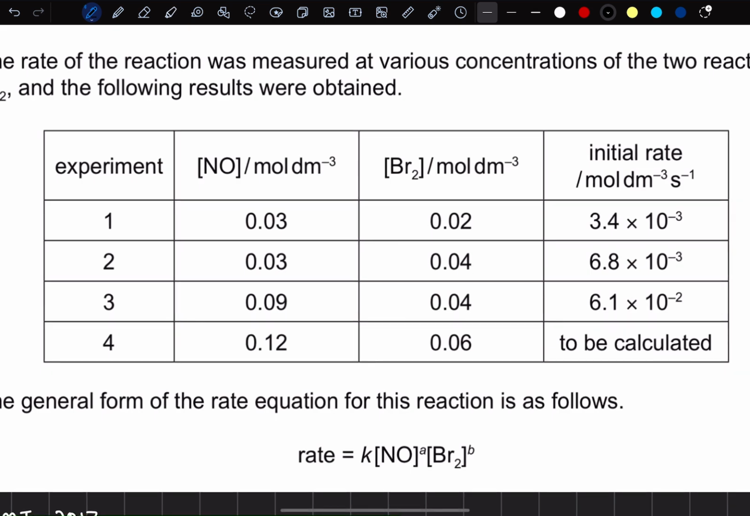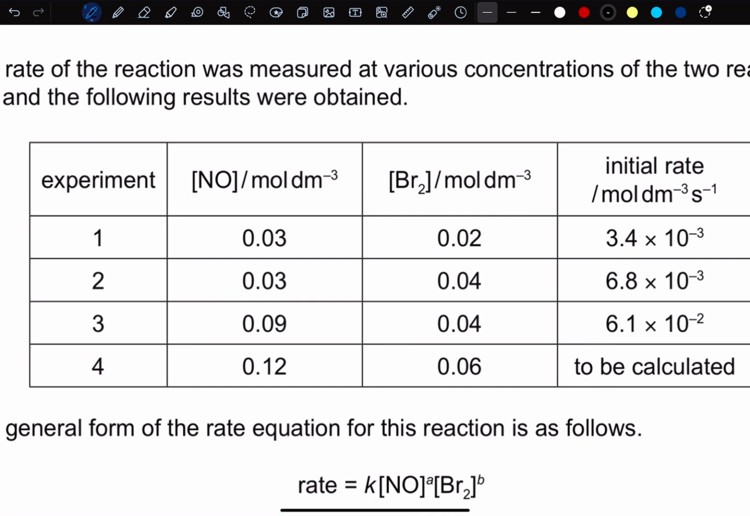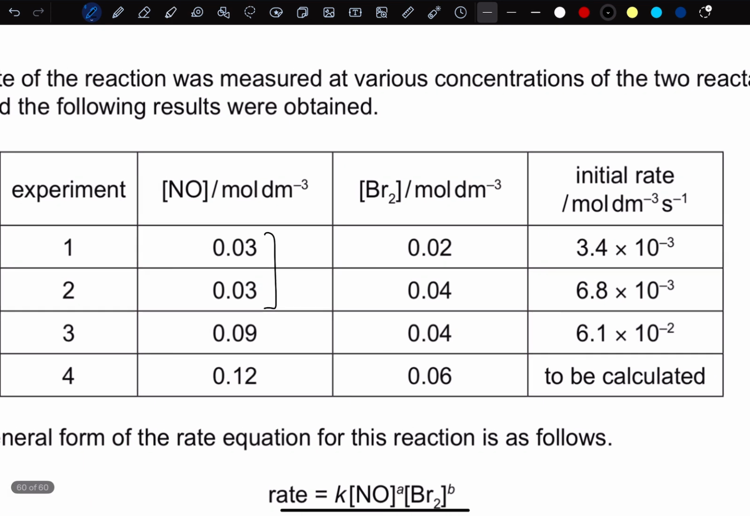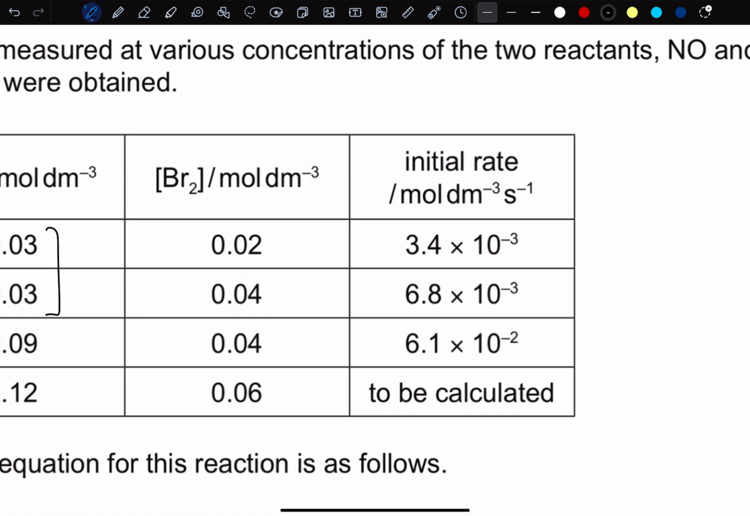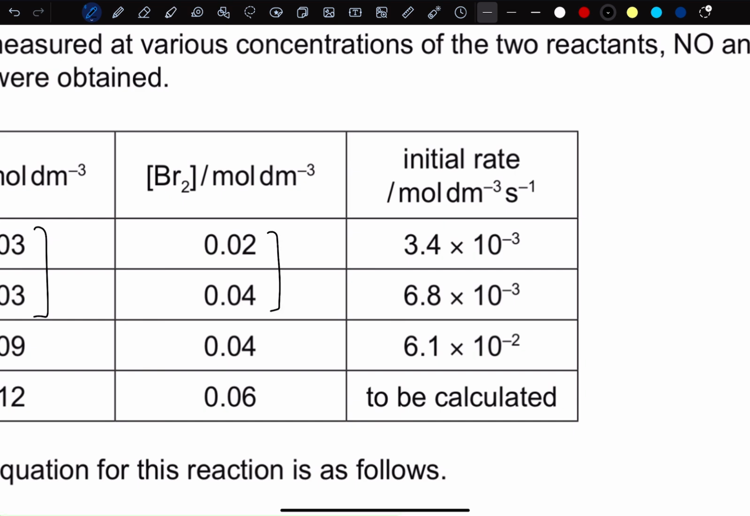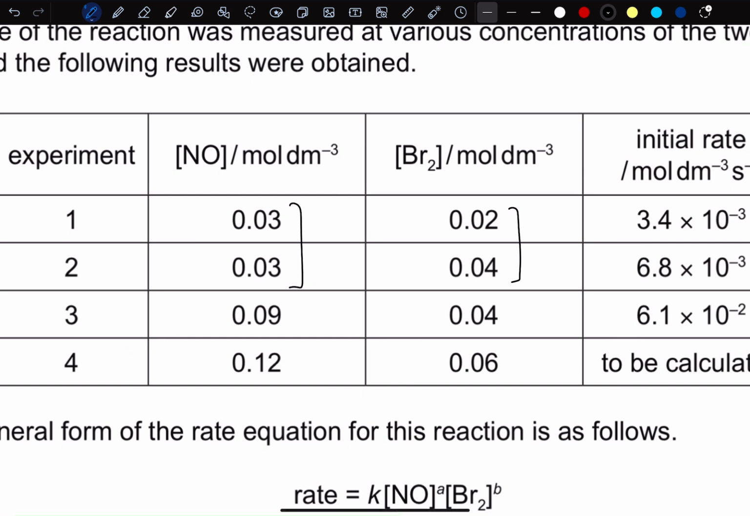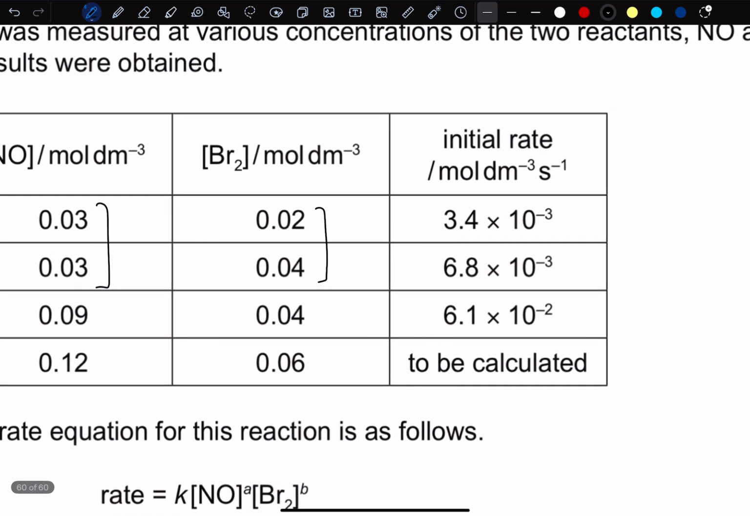Whenever you're finding out the order and you're given a question like this, number one, understand that you need to find two numbers that are constant. So in this table, in experiment 1 and 2, these two numbers are constant. So I'm going to use these two numbers, and because they're constant, I'm going to find out Br2's increase in concentration. So first step, find what numbers are constant, okay? And when you find these, in the next step you can find out the other reactant's order.